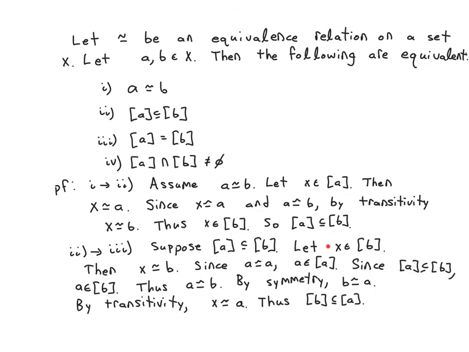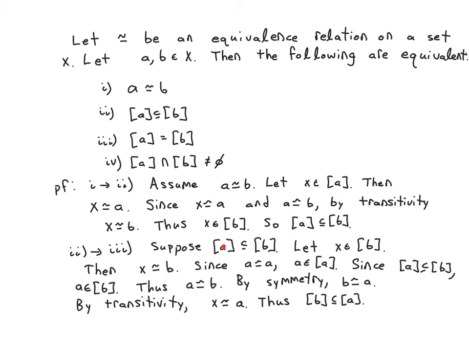So we make the attempt. Let's take an element in the equivalence class of B. We want to show that it's in the equivalence class of A, which means we want to show it's related to A. Unfortunately, since it's in the equivalence class of B, the only thing we can conclude right now is that it's equivalent to B.